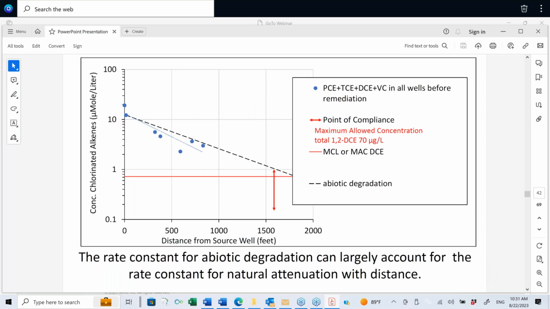And so that's the dotted black line, and it's close. That rate constant can largely account for the rate constant for natural attenuation distance. So that's 2 sites where that's held together and worked.